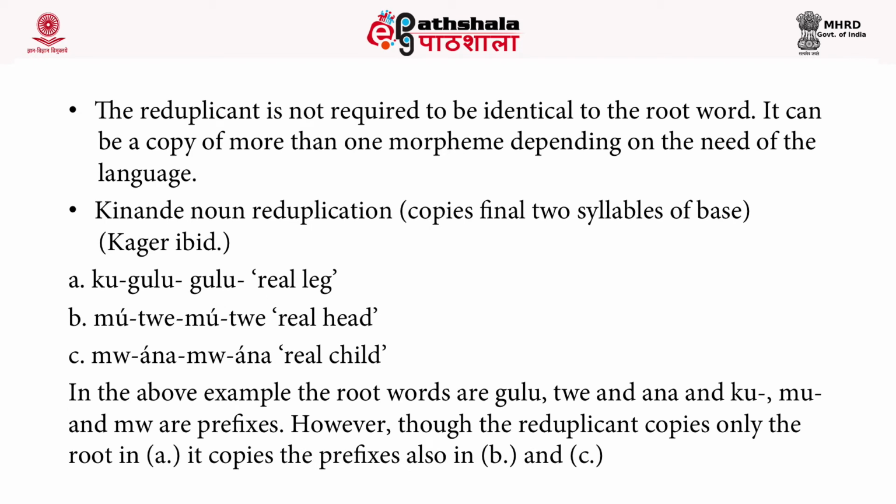Now, for example, we can take the Kinande noun reduplication: ku gulu gulu, mutwe mutwe, and muana muana. In the above example, the root words are gulu in A, twe in B, and ana in C. But in A, in ku gulu gulu, only the stem is getting reduplicated. Whereas in B and C, both mutwe and muana are getting copied. That is, the prefix is also getting copied. Not only the root word, but also the prefix and other morphemes that are present are getting copied.